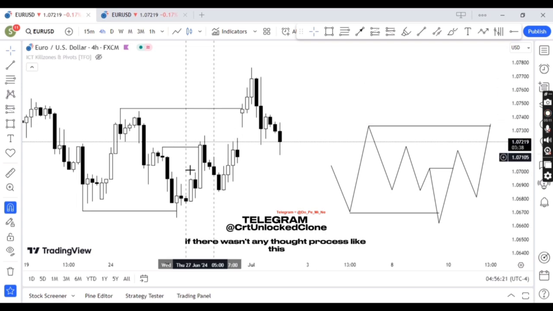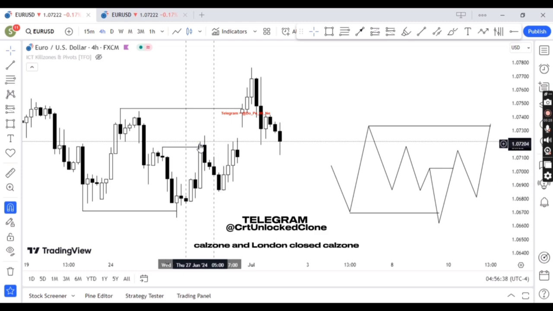Now obviously if there wasn't any thought process like this, then we wouldn't have expected anything as such. But right here we've got a proper reason as for why price should retrace before moving higher, and for that we matched it with the daily intraday time of New York kill zone and London close kill zone, right?